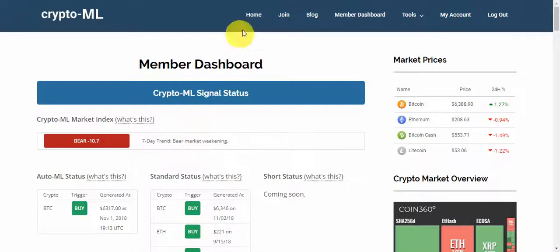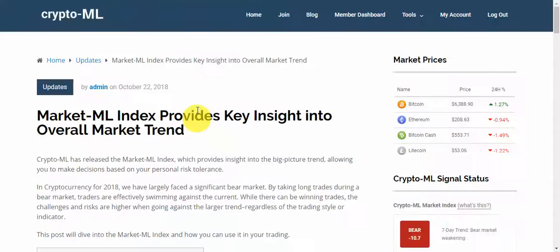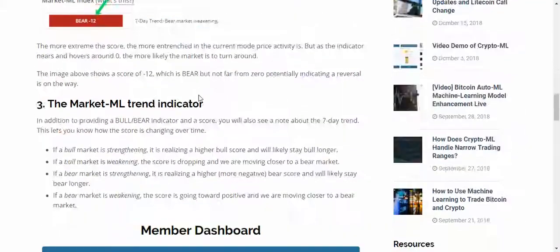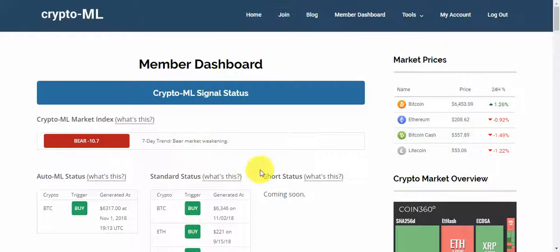We do have a much more in-depth article here on the market indicator on CryptoML. And the one thing in particular I recommend you take a look at is the trading concepts section here. So this talks about why it's really important to consider the overall market trend as you're making your trades. So we'll provide a link to this in the video notes, and you can come check out some of the detail behind this afterward. I'd also like to note that within a week or so, we will have short signals available and published that you can subscribe to in your notification settings. So look for an update when that is live as well.